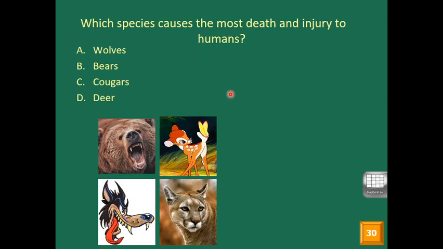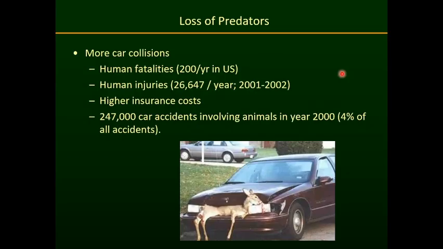Okay, so back to this question. What species causes the most death and injury to humans? Well, you probably guessed it, that it's the deer. That's right. Little Bambi there is a bigger threat to you or me than a cougar or a grizzly bear. And here's why. It has to do with car collisions.